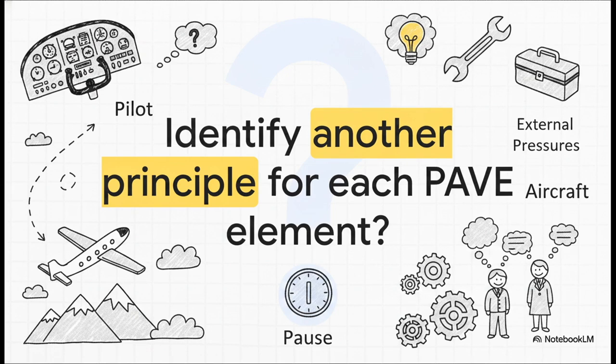Here is your exercise. Identify at least one other principle involved in each of the 4 PAVE elements. Why or how might it factor in? Go ahead, pause the video and take a few moments to think about the answers.